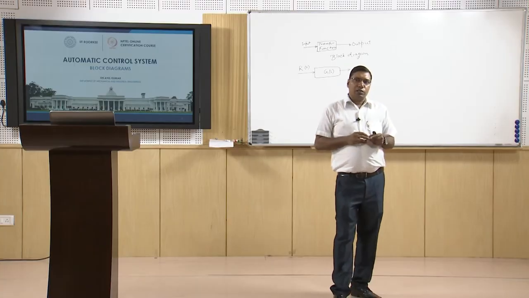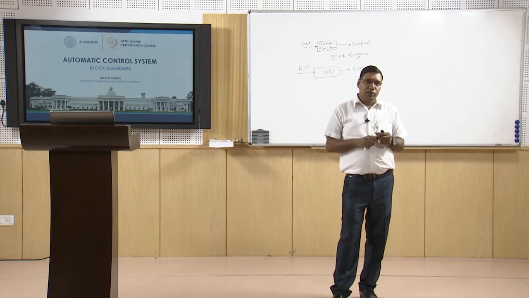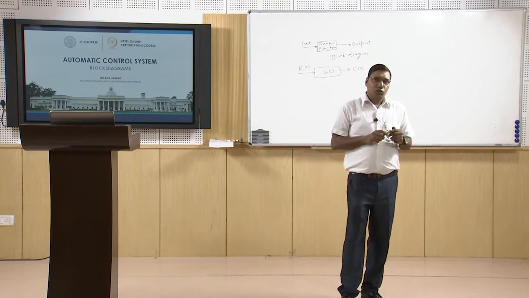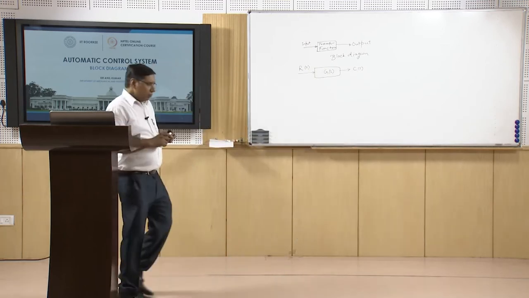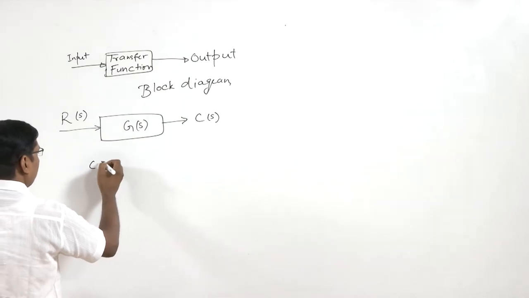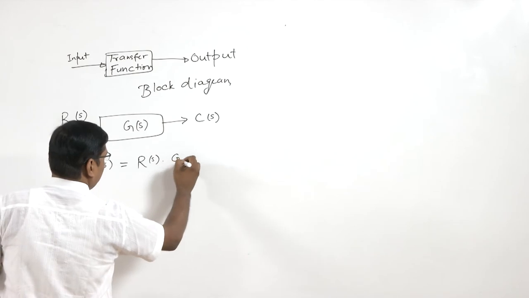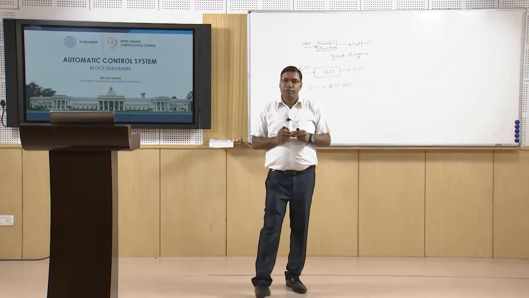In this lecture, we will understand some operations on block diagrams. We know that in the design process, we reduce a components block diagram to a single block diagram. So how do we reduce to a single block diagram if we have a components block diagram? Therefore, there are certain operations that we must know, and these will be discussed. So a block diagram has some input, transfer function, and output. Here we can write C(s) equals R(s) times G(s). So the output is the input multiplied by the transfer function of the block.